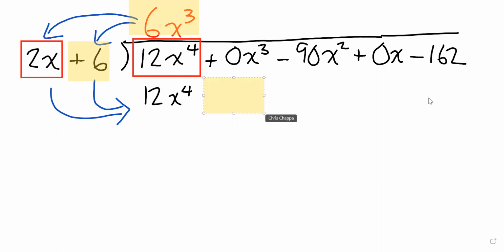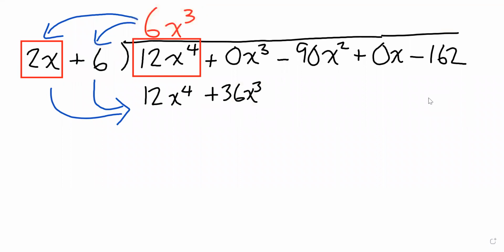Okay, 6x to the third times positive 6. Well, positive times positive is positive. 6 times 6 is 36. X to the third times no more x's keeps it x to the third. And that is the end of the multiplication portion.